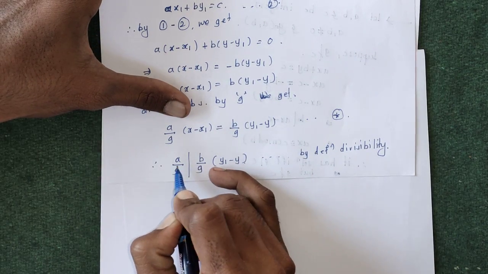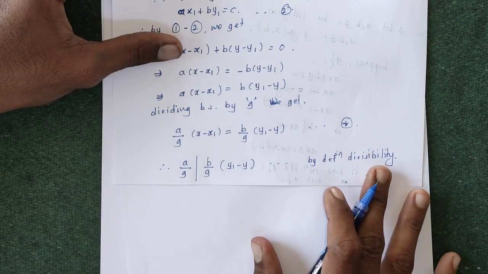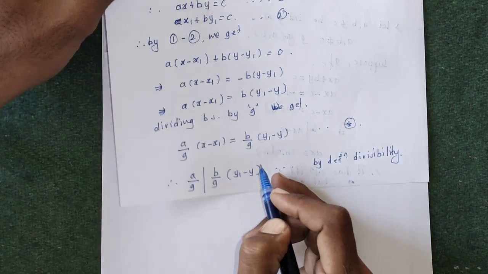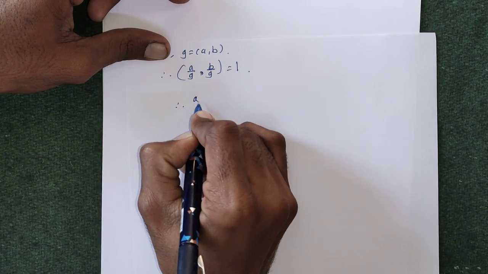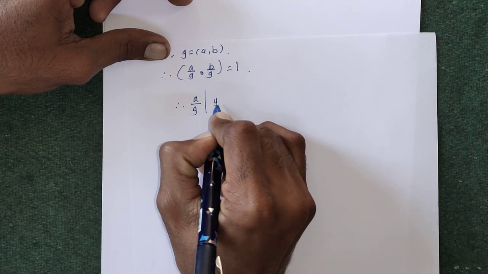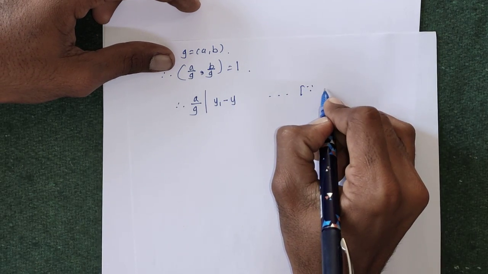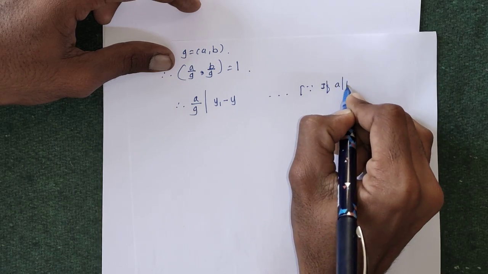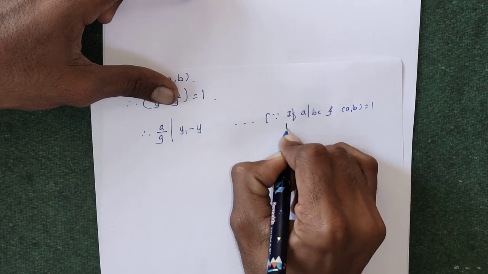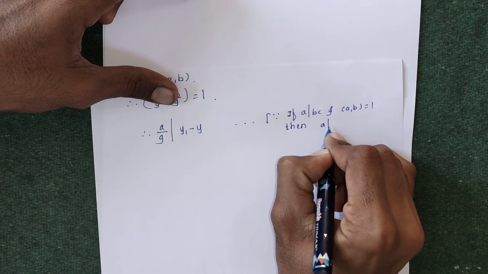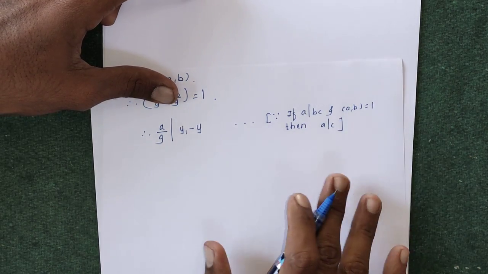If a divides bc and GCD of a and b is equal to 1, then a divides c. So using that result, we can write a upon g divides y1 minus y. This is my result: if a divides b into c and GCD of a and b is equal to 1, then a divides c. Using this result, we have this.